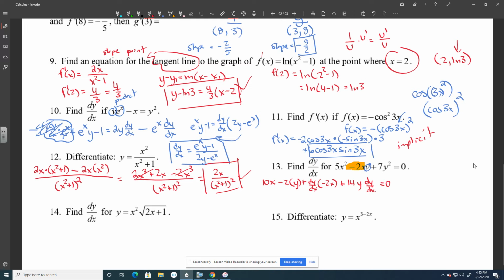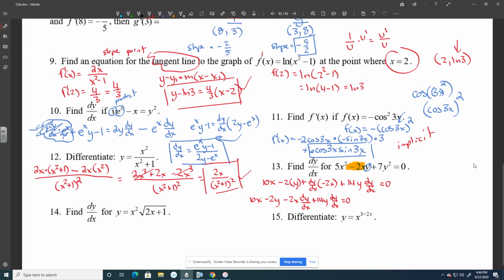Okay. So we've got some simplifying to do here. First of all, I want to get the dy dx's together. But before we do that, let's rewrite this just a little bit. So I've got 10x minus 2y. And then this minus 2x, I'm going to move to the front of my dy dx just because I like it written that way better. And then I'm going to add the 14y dy dx equals 0.